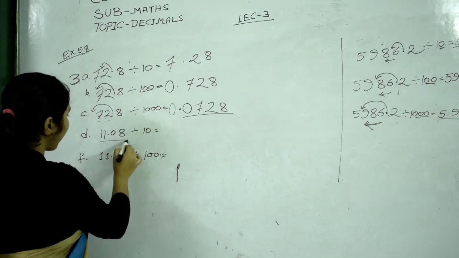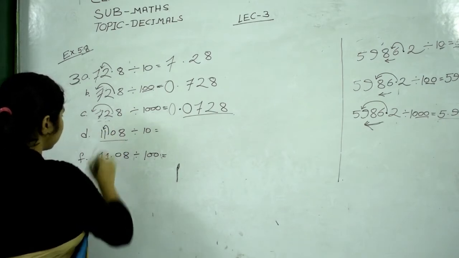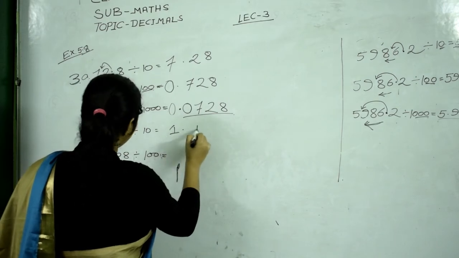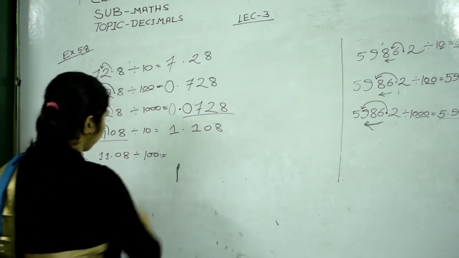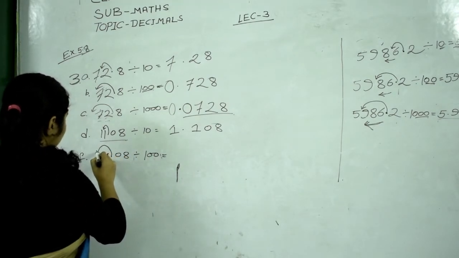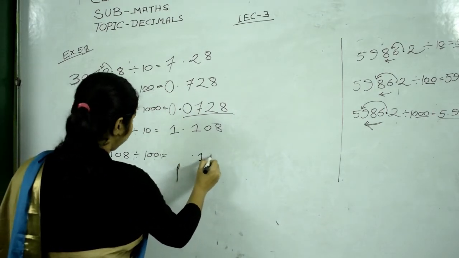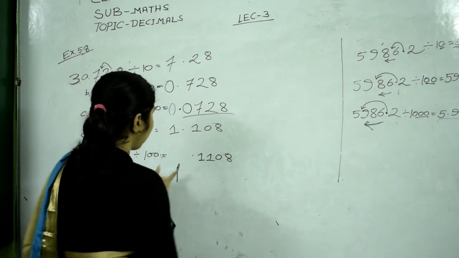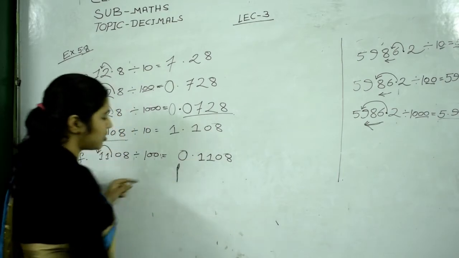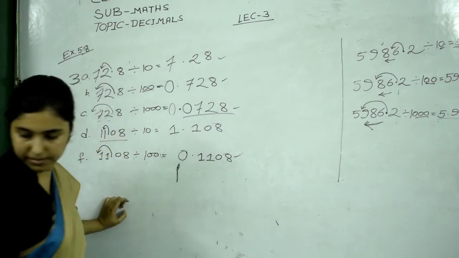Next, we have to divide 11.08 by 10. Shift the decimal point 1 decimal place to the left. So 1.108. Next, divide the same number by 100. So the decimal point will shift 2 places to the left. So 0.1108. Here also we have nothing in the whole number part, so take 1 zero here. So this is our answer.